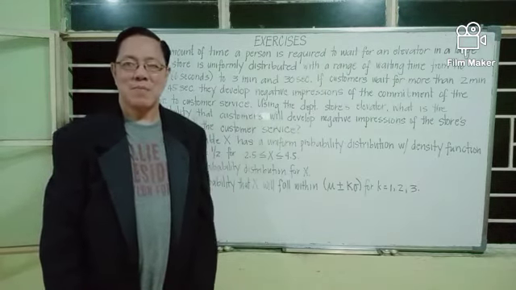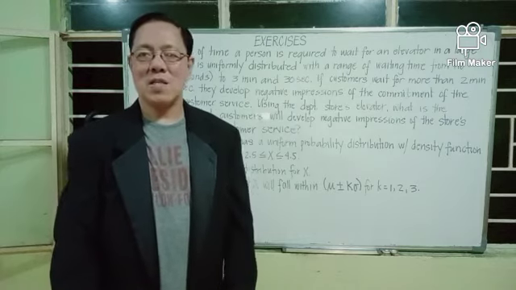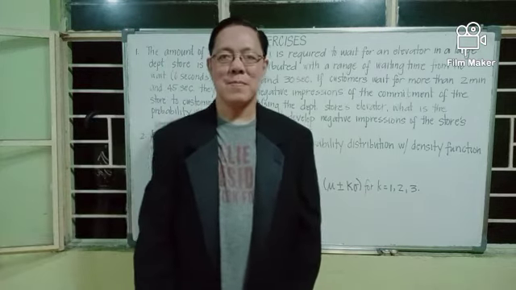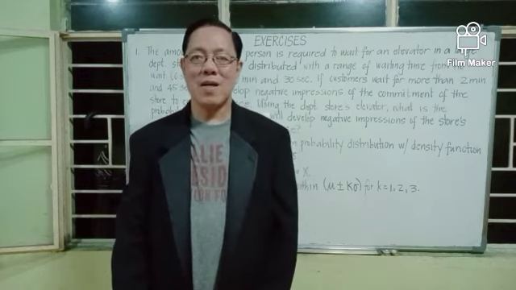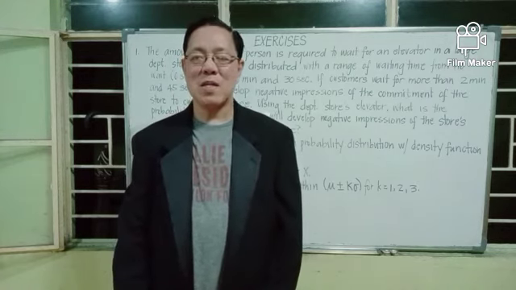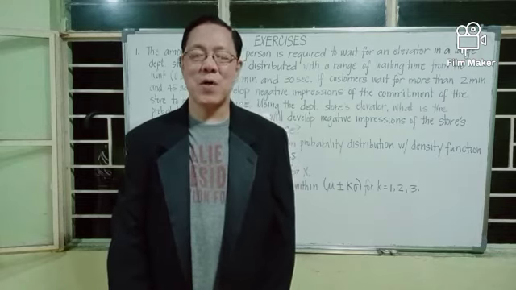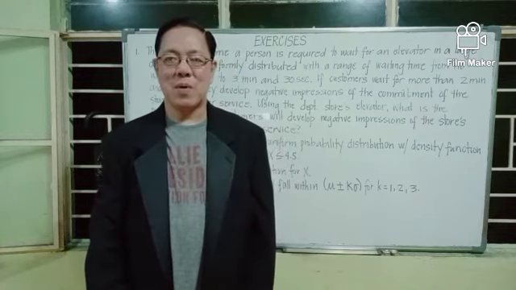And that completes our lesson for today on the first type of probability distribution for continuous random variable, the uniform probability distribution for uniform random variable.